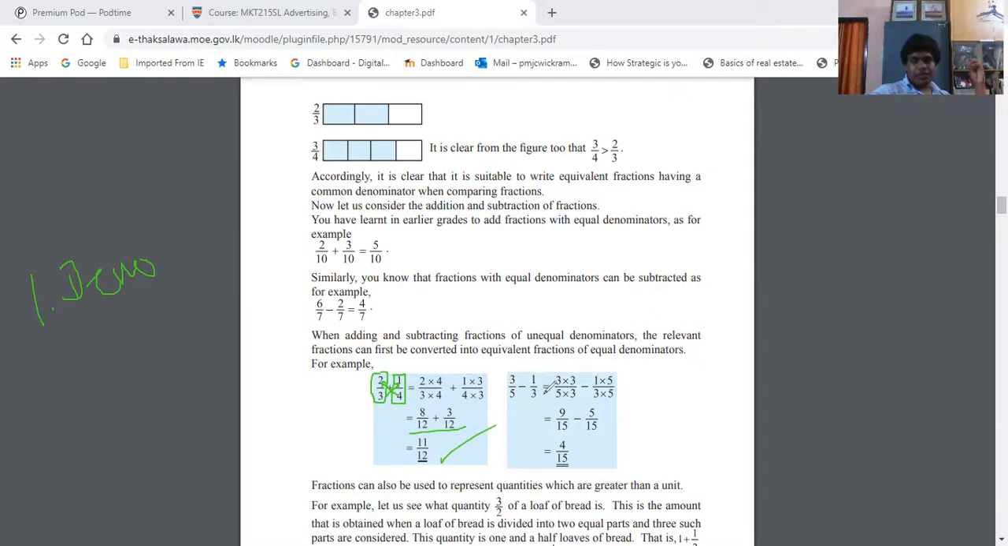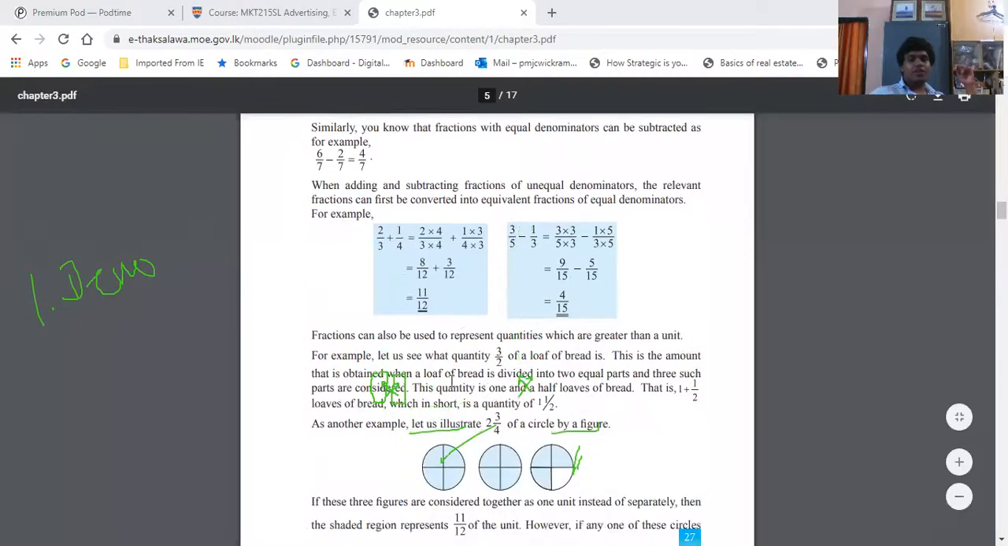Same here, 5 and 3 are different, so we cross multiply. 4 over 15 will be your answer. 3 into 3, 9. 5 into 3, 15. Same denominator now. That's what I said. First of all, make sure each and everything has the same denominator. That's number one. You have to always check whether you have the same denominator.